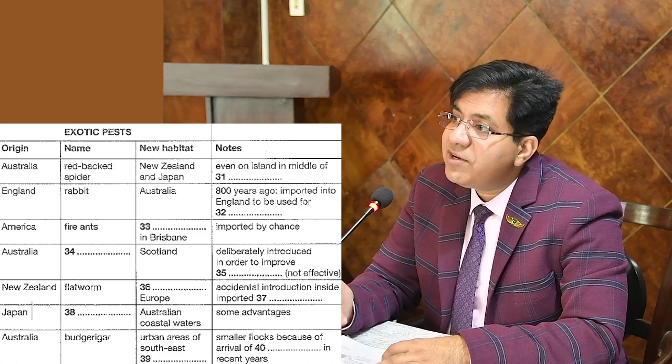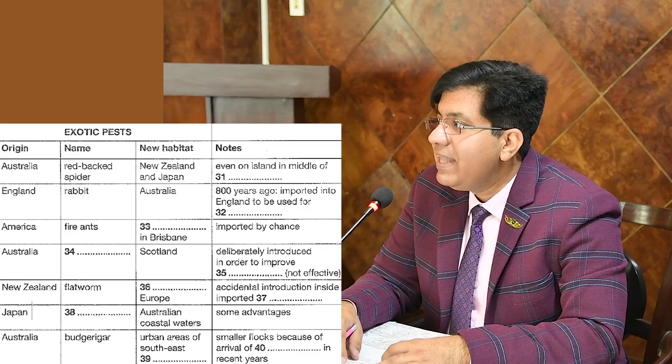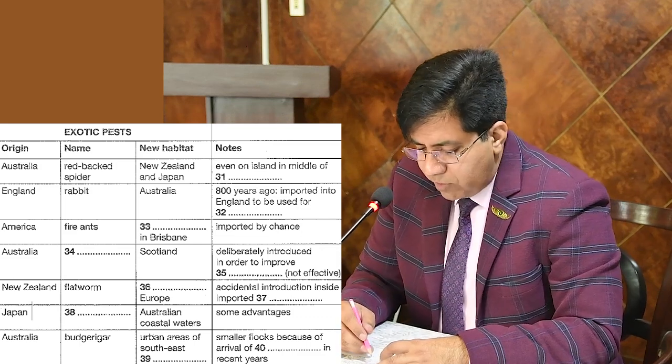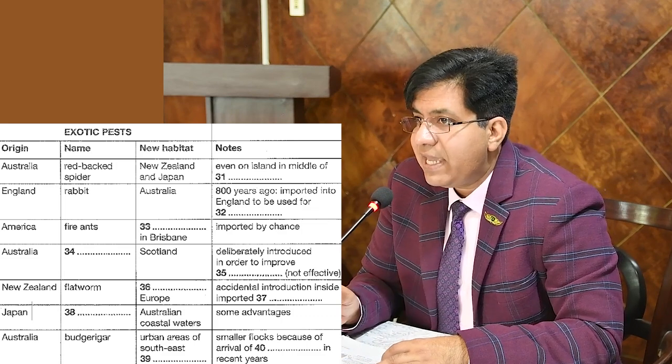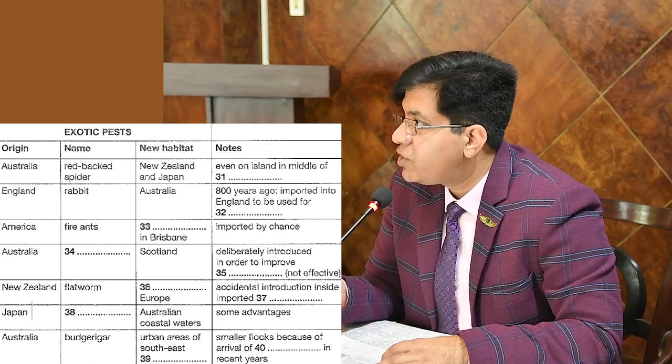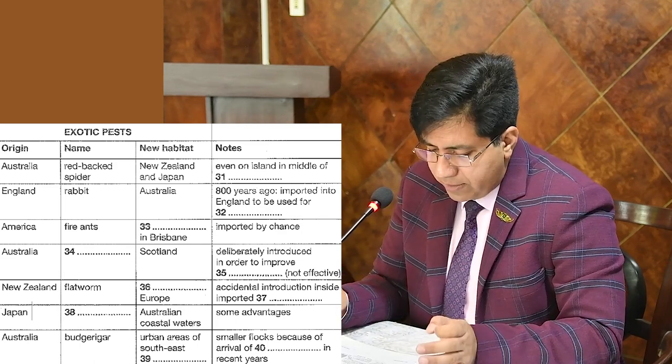Now, some will write residential areas. That is not the right answer. Southeast United States. So the answer is going to be Southeast USA, or you can write Southeast United States. United States or USA. Both are correct.